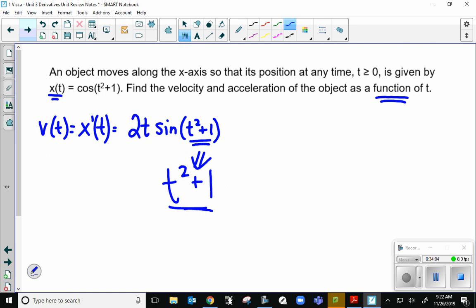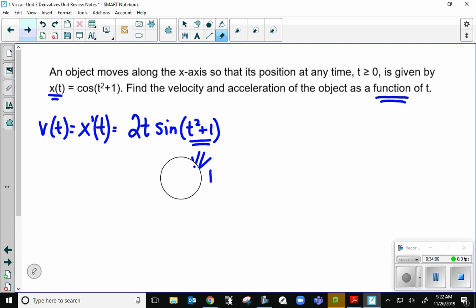All right. Now, does cosine begin with a c? Yeah. So it should be negative. All right, and there it is. That is the function that represents velocity.